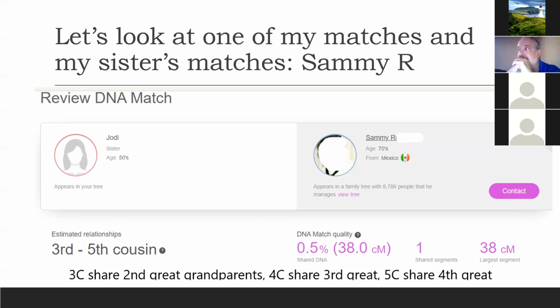He is registering for my sister as a third to fifth cousin. Again, the same with me, the same with my brother. So third cousin can potentially share second great grandparents. Fourth cousin has shared third great grandparents. Fifth cousin has shared fourth great grandparents. So keep in mind what generation level we're looking at with respect to my sister. We're looking at her second, third, or fourth great grandparents in that range to try to determine.